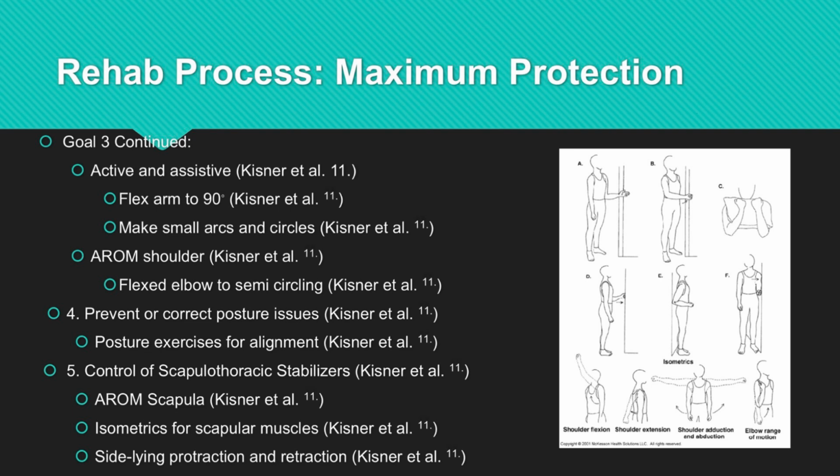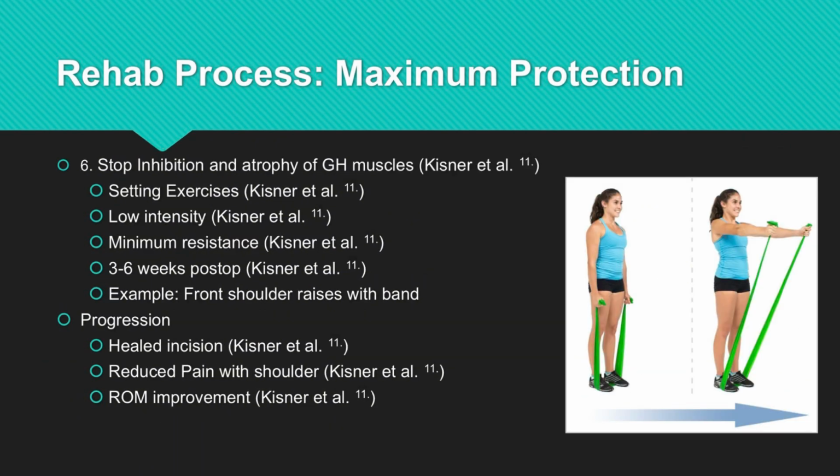From there, you still want to make sure that you're not causing any issues with posture, so make sure to do exercises for that, as well as to control the scapulothoracic stabilizers, so doing active range of motion, isometrics, and even some exercises where they're lying on their side, concentrating on protraction and retraction.